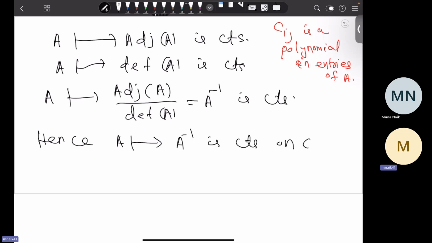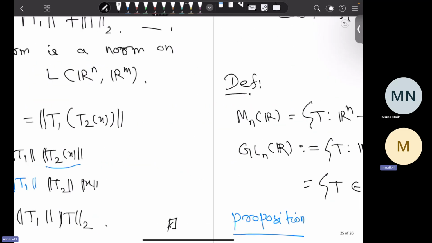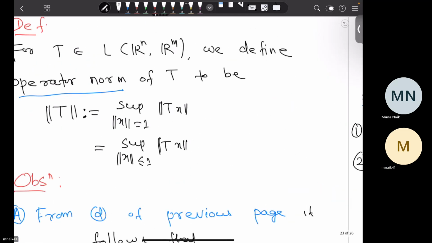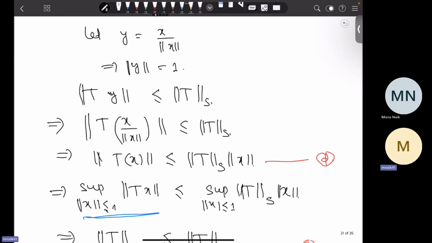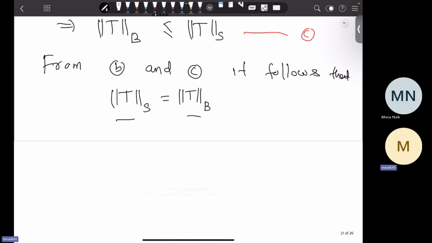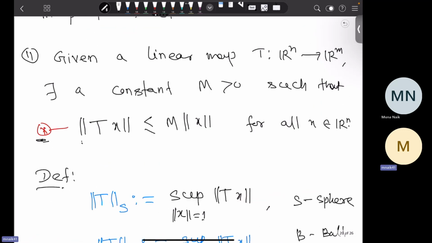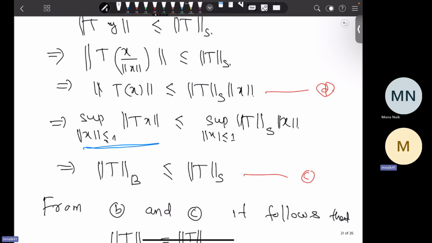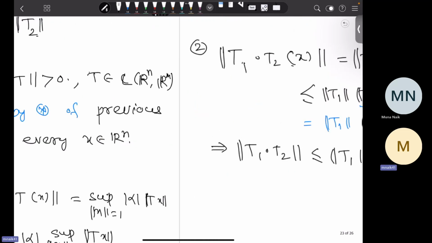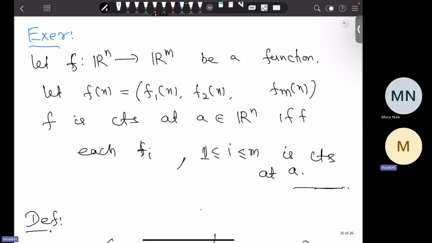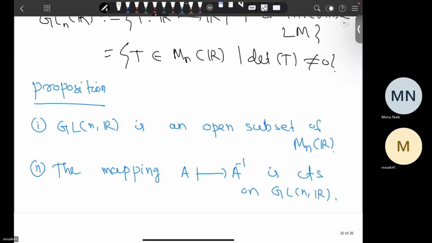It's continuous on GL(n,R). Now, okay, so I have really proved this thing. So this proposition is perfectly fine. But we want to prove this proposition in a different way.